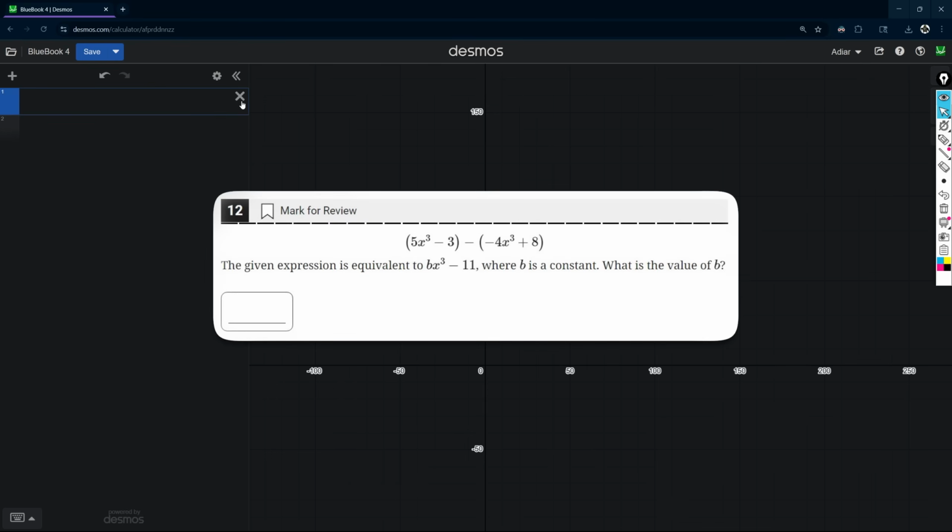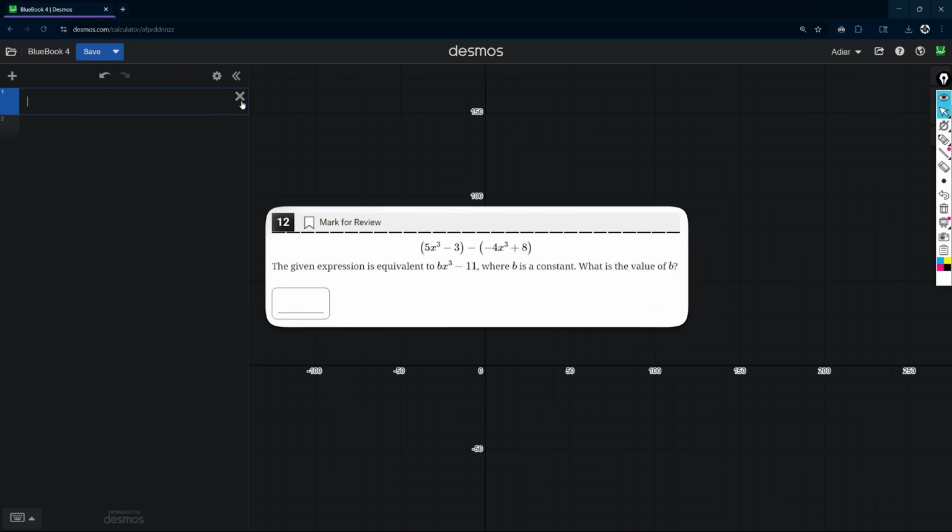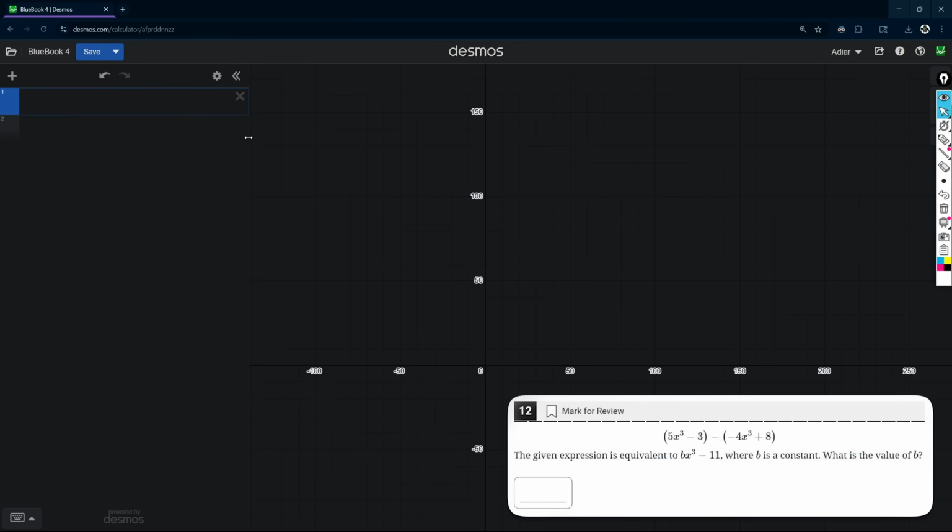In question number 12, they give us an expression, and they say the expression is equivalent to bx cubed minus 11. And hidden, that means those expressions are going to be equal to each other if we plug in any value of x. And it says that b is a constant. They're asking us to solve for b. So in this one, x is not a solution. We're not trying to solve for x. And that's the biggest thing to remember for these types of problems. When we're saying the expressions are equal no matter what x is, x is not something that we're solving for.